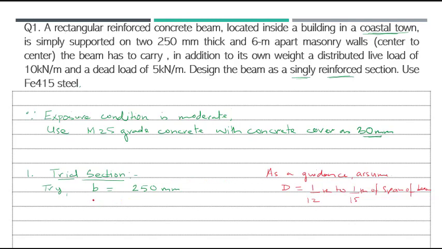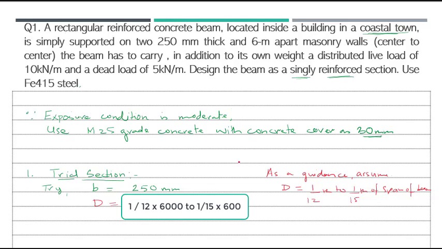So right now I'll see D equal to what? 1/12 into the span of the beam is 6 meters, so 1/12 into 6000 to 1/15 into 6000. So this depth comes out to be how much? This will be 500 to 400. So you can assume the depth of the beam anywhere from 500 to 400 mm. So what I will do, I will say try D equal to 500 mm. So it is your choice, like how much depth you want to provide.